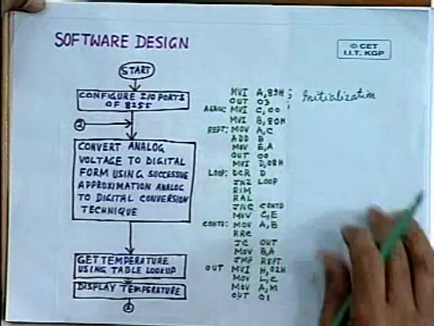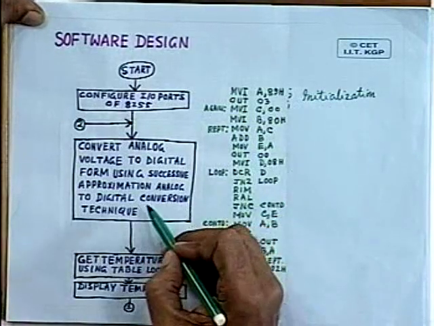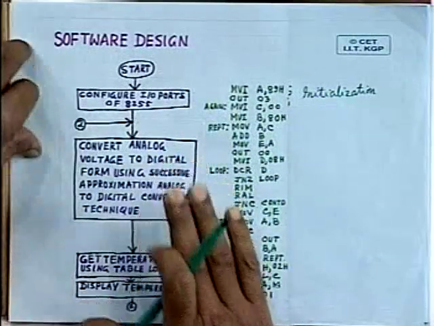And after that, what you have to do, you have to perform the analog to digital conversion. Analog to digital conversion can be done in a number of ways. Whenever the digital to analog converter chip is used, it can be counter type, it can be successive approximation type. Later on we shall discuss in detail about the analog to digital conversion algorithms. For the time being, let me briefly explain how it is being done here.